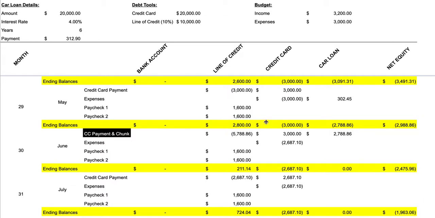Why? Because now the car loan is only at negative $2,788. So we don't need the $300. We could pay it off right here after the 29th month. We could pay that back. And so we're gonna take $3,000 of this going towards the credit card payment, right? Still had to pay that back every month. And now the $2,788 is also coming from the line of credit, right?